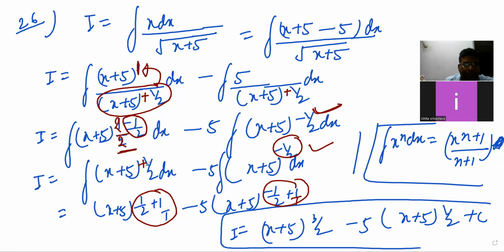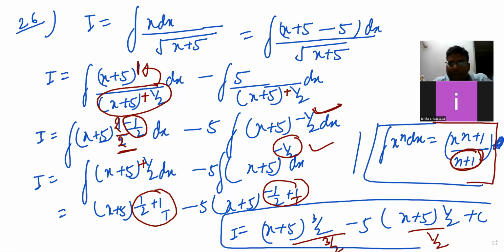Understood? Okay. Yes. And we have forgotten here to divide the power. So it will be 3 by 2. And here it is 1 upon 2. Right? Because in the formula the power is divided in the denominator, right? Yes. So this will be the answer. Please write it down.